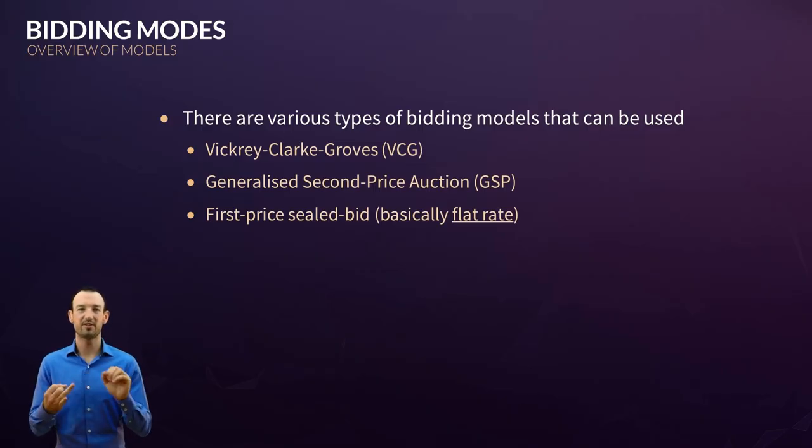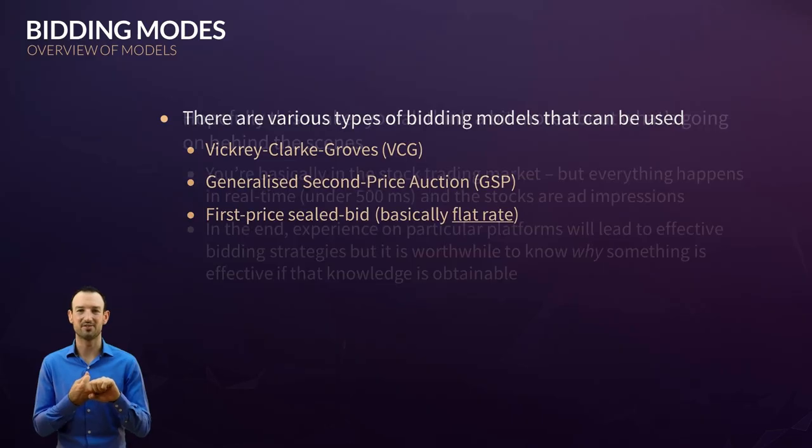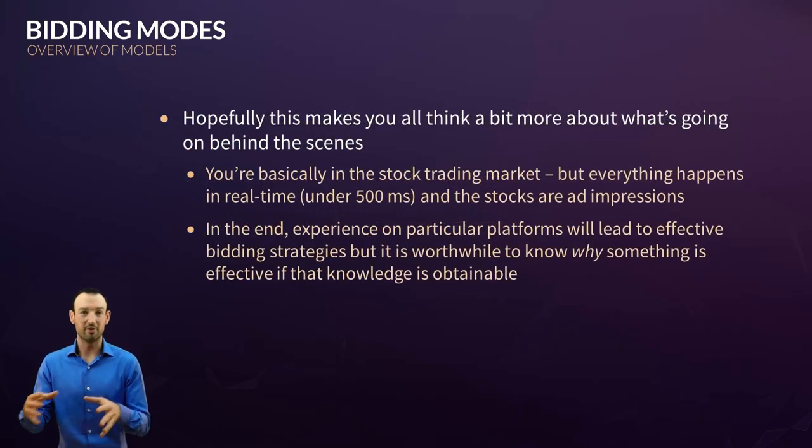VCG used by Facebook, GSP used by AdWords and many media buying platforms. First price sealed bid, really don't even want to know about it, but unfortunately it is present in various advertising traffic sources. Now, hopefully this makes you think a little bit more about what's happening when you're actually engaging in these bidding processes for ads. You're essentially competing in a stock trading market where there's all these things happening in almost real time, or at least under 500 milliseconds, as everyone bids for these impressions.